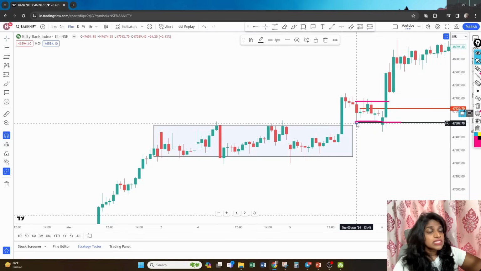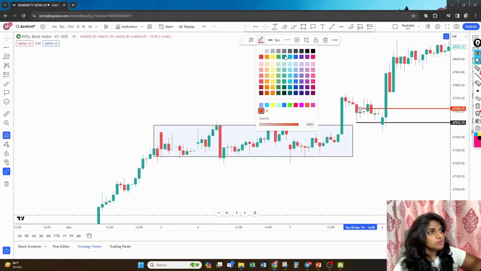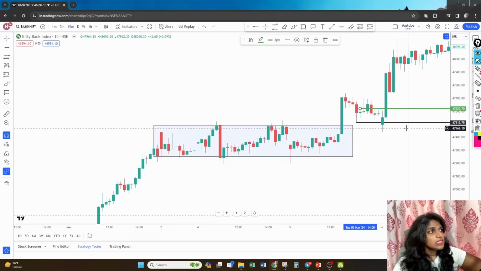Now my SL will be on closing basis, which means if I get a 15-minute candle closing below 47,512, only then am I going to exit. Now this is my entry. I'll mark this in green because it's an entry. This is my entry and this is my SL.